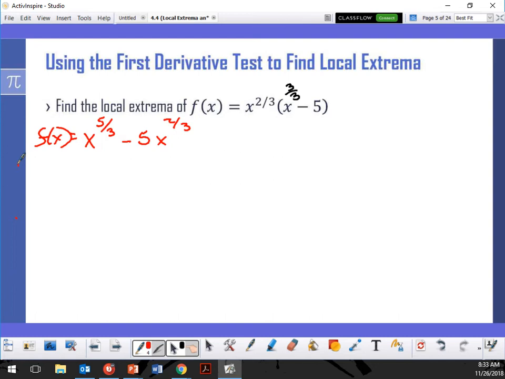So let's go ahead and take the derivative. So f prime of x is 5/3 x to the 2/3, because I'm subtracting 1, right? I subtract 3/3, so that's 2/3, minus 10/3 x to the -1/3, right? Because again, I have 2/3, but I'm subtracting 3/3.